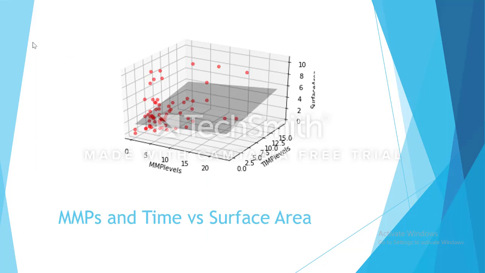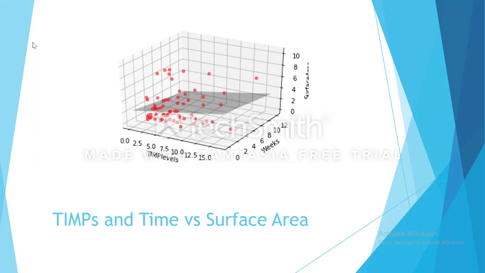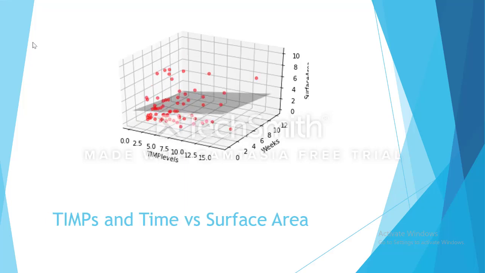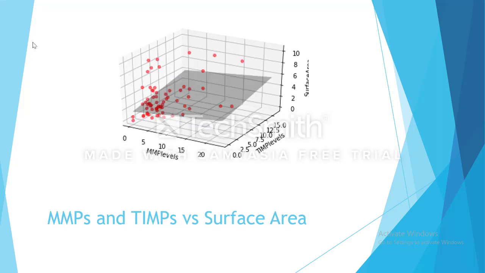This is the graph for MMPs and TIMPs, time versus surface area. This is the graph for TIMPs and time versus surface area. And this is the graph for MMPs and TIMPs versus surface area. From these graphs, it can be concluded that TIMPs and time affected the surface area the most because the predicted points for this graph are the most spread out of the three graphs.